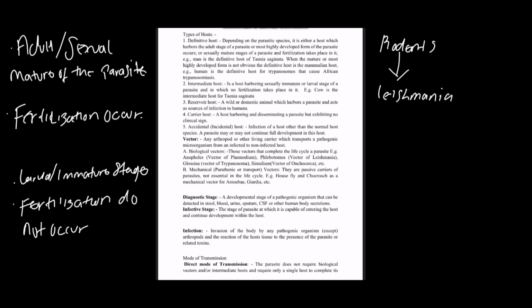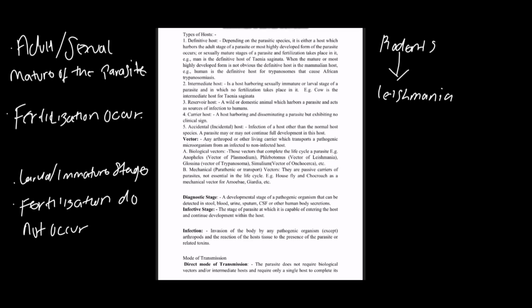The fourth type of host, according to our outline here, is the carrier host. These are hosts that harbor and spread the parasite without showing any sign of disease. That is, they are mostly asymptomatic. They show no clinical signs or symptoms that they are harboring the parasite, but they have the tendency of spreading this parasite to other hosts.